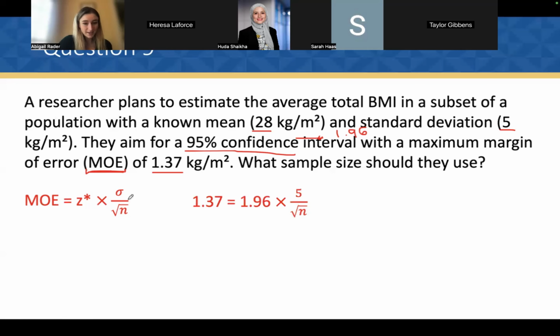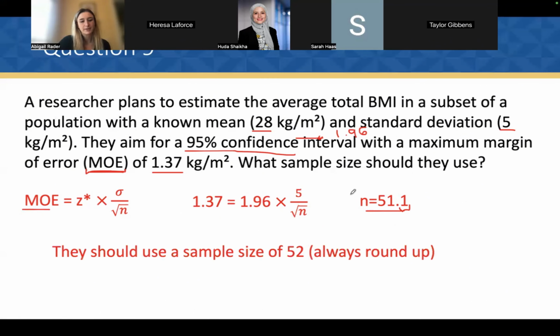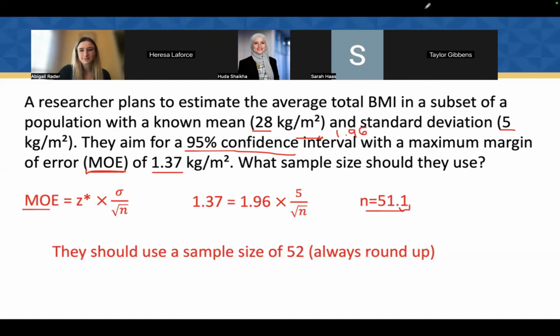If we plug everything in, we get 51.1. The only thing to keep in mind, because you won't get full credit if you say 51.1, is that we can't have 0.1 of a person. We can't have proportions of a person. So if we want to meet this minimum margin of error, we have to round up. So the sample size needs to be 52. Does that make sense?